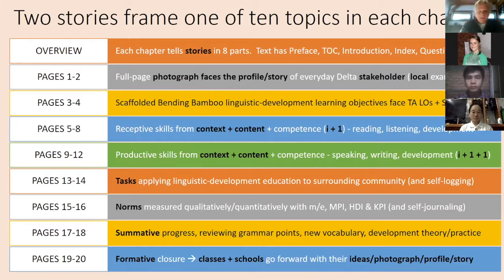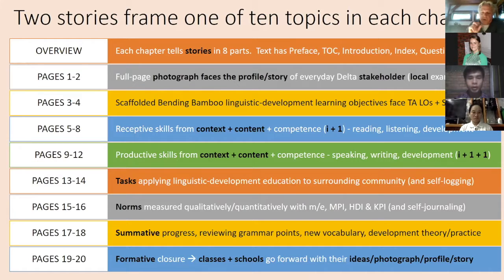So at pages 17 and 18, the summative progress reviews the grammar points, the new vocabulary, and the development ideas that are presented in this chapter. And it will cover everything that Tingan has and more. Pages 19 to 20 is formative. So summative shows, pages 17 and 18, here's the checklist, here's what we've learned. Formative, pages 19 and 20, that's where we are going.